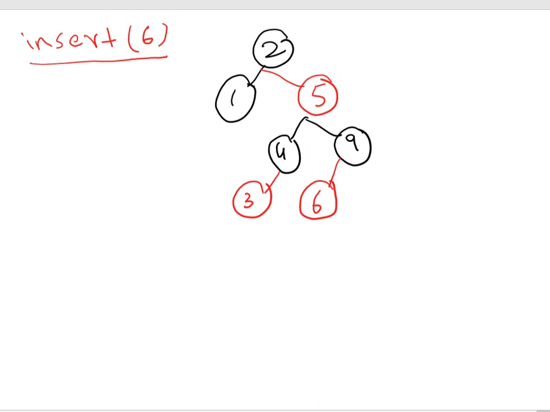It is done. No two consecutive reds are there. And every red node has 2 children. And the paths as well have the same number of black nodes: 1, 2, 1, 2, 1, 2. So this is done.